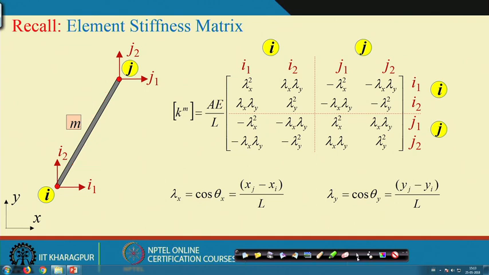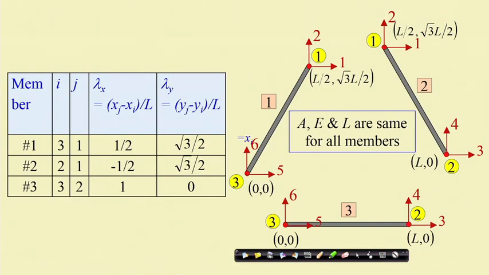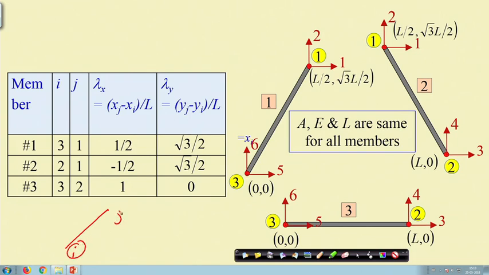Now for this we have to create a table with the different member numbers, and the i and j for each member number. Recall, this is the ith node and this is the jth node, and this is the stiffness matrix for it. Depending on the member, i and j are different. For member number 1, i is node 3 and j is node 1, so we are moving from this direction to this direction. For member 2, i is 2 and j is 1.